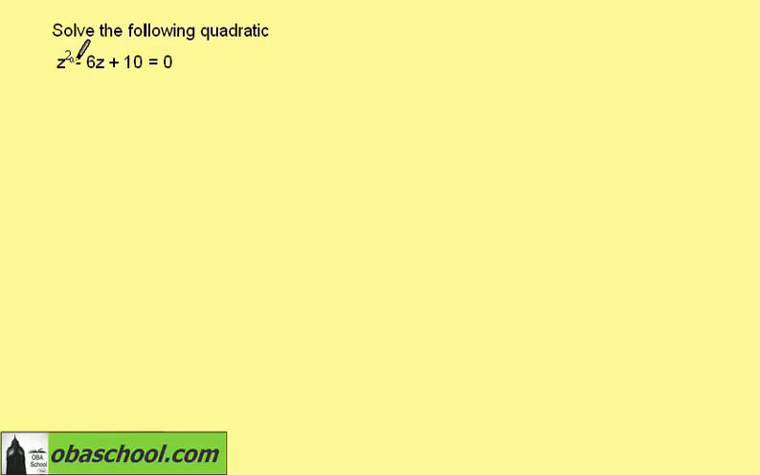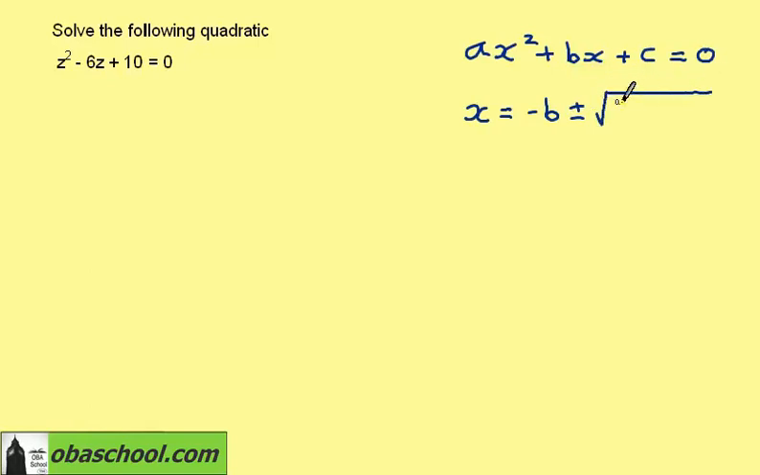We want to solve the following quadratic equation. Z squared minus 6z plus 10 is equal to 0. Remember the quadratic formula. For ax squared plus bx plus c is equal to 0, we know that x is equal to minus b plus or minus the square root of b squared minus 4ac, all divided by 2a.